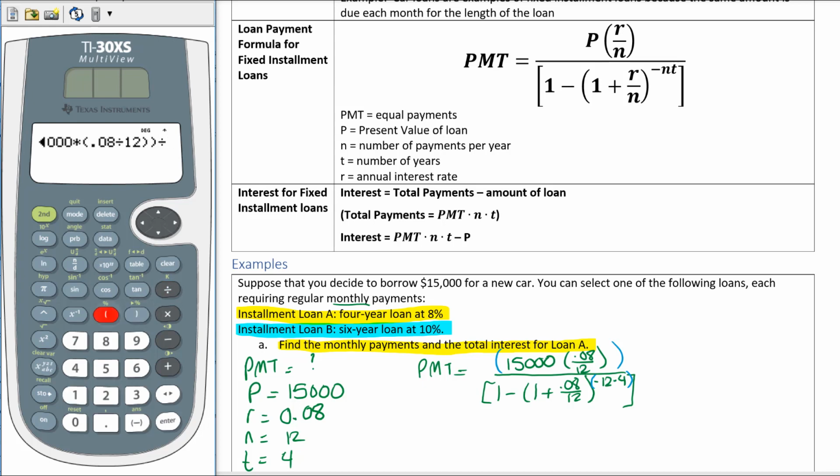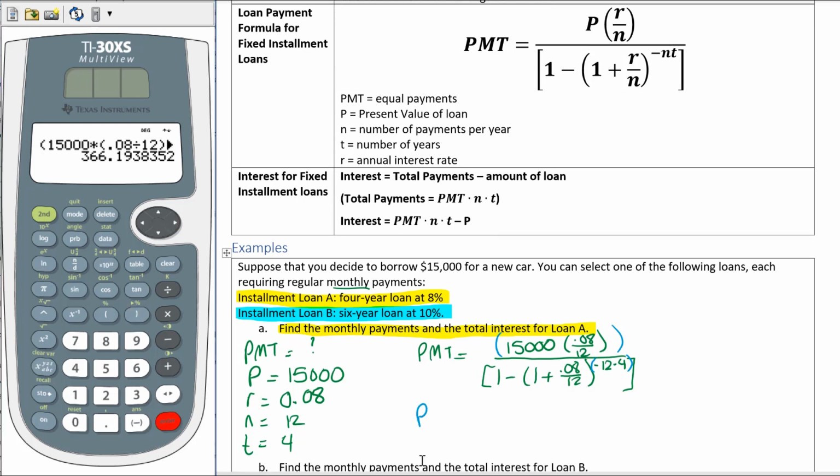Divided by, open up a bracket for the bottom, that's the same thing as parentheses. 1 minus parentheses 1 plus 0.08 divided by 12, close that parentheses. Caret, raised to the parentheses negative 12 times 4. And then another set of parentheses after that.